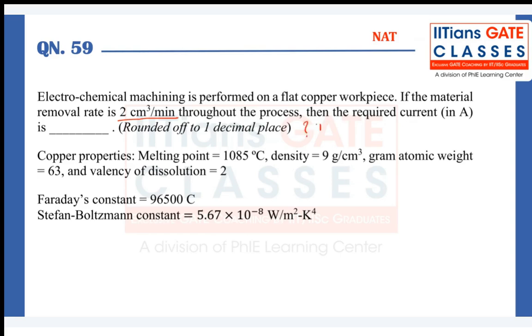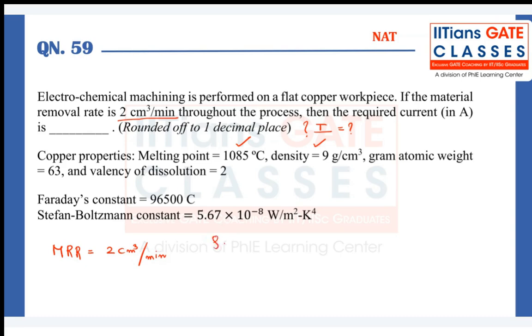Some specifications are also given, right? We need to find the current. The copper properties are given: melting point, density, gram atomic weight, and valency. Next, Faraday's constant and Boltzmann constant are also given. Clear, everybody? I'll write the given data so that we segregate the question. The metal removal rate is 2 centimeter cube per minute.